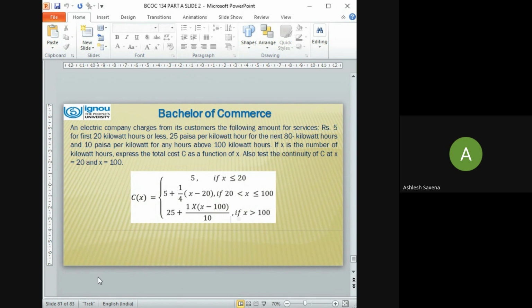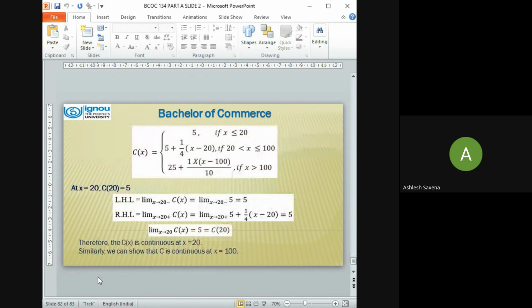For continuity check, what do we have to do? Can any one of you tell me what we are supposed to do for continuity? We should check whether the right hand and left hand limits are equal or not. If they are equal at x equal to 20, this function is continuous. Absolutely. Because we have to check for x equal to 20 and x equal to 100, that means we have to check the left hand limit, the right hand limit, and the value of the function. For continuity, you have to do all three things. I will be doing the first part.